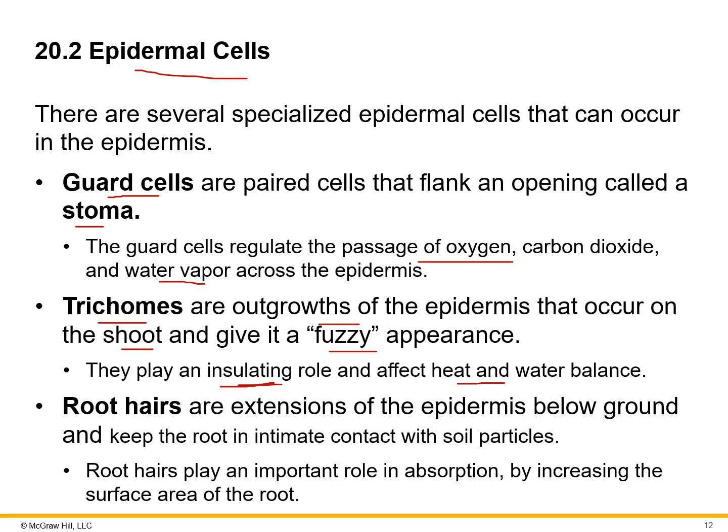And then finally, the last type are root hairs, obviously in the root system. So this is going to be below ground, but they're going to keep the root in intimate contact with the soil. So it just improves the connectivity. So they play a very important role in absorption. Also increases the surface area, allows the root, because it's going out, kind of like the dendrites of our neurons that spread out to allow more signals to be obtained or received. The root hairs spread out to absorb more nutrients.